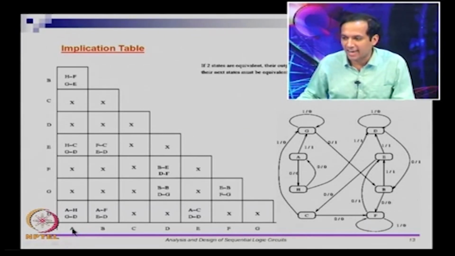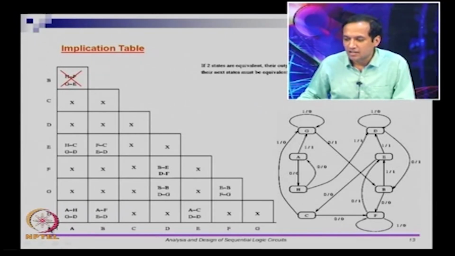So I go and look at A, right? I go and look at A comma B. Then for A to be equivalent to B, H should be equivalent to F. So let me go and check H versus F equivalence. From this table I already know that H is not equivalent to F. So if H is not going to be equivalent to F, then A is never going to be equivalent to B. So I cross that. So this also becomes an X. A is not going to be equivalent to B.